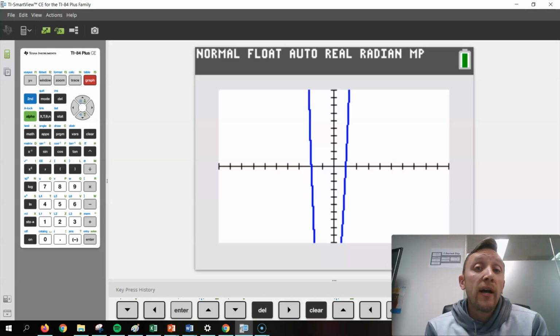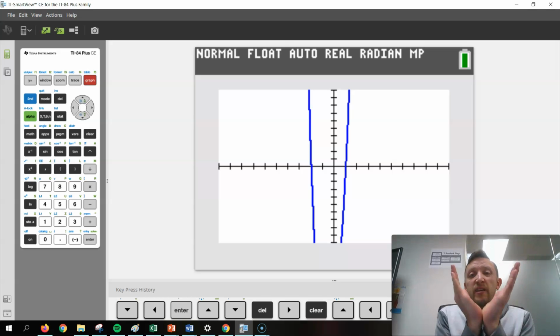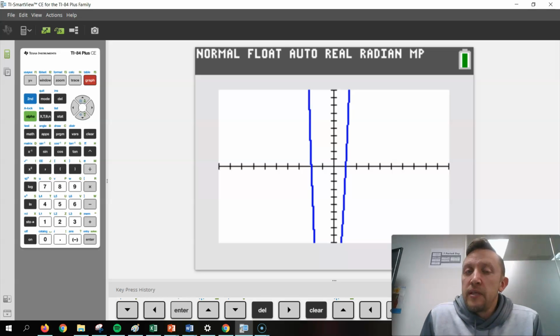All right, now I've got to figure some things out here. Okay, so this graph right now looks like a parabola, because it looks to me kind of like a U. Is it supposed to be a parabola? Let's go back to our equation.